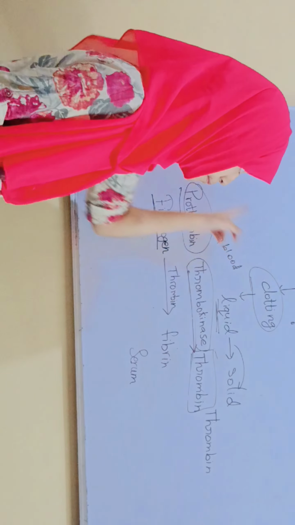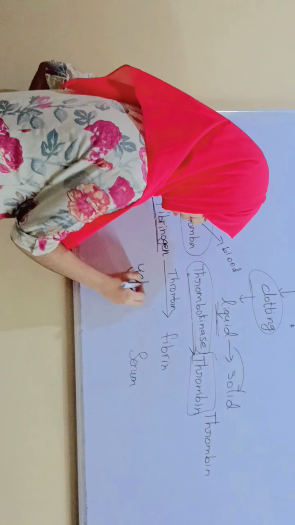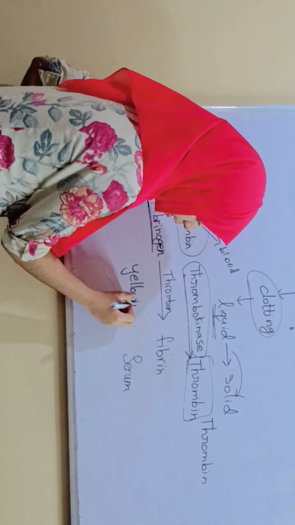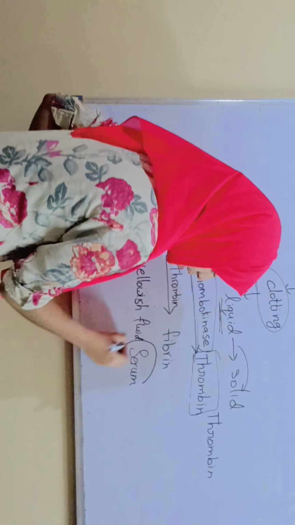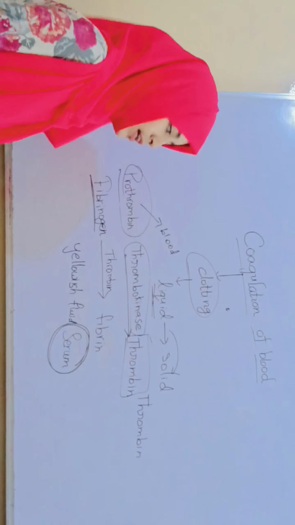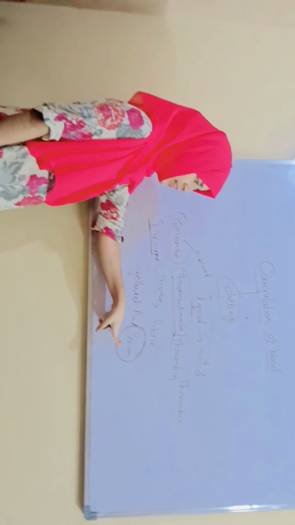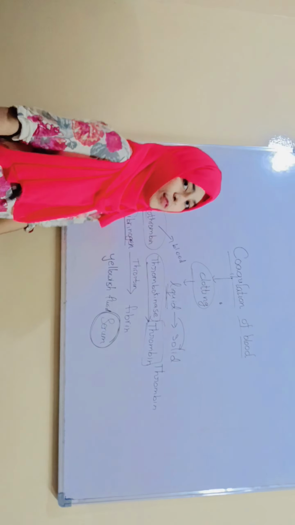After completion of clotting of blood, a yellowish fluid is obtained, that is called serum. This is the process of clotting of blood.